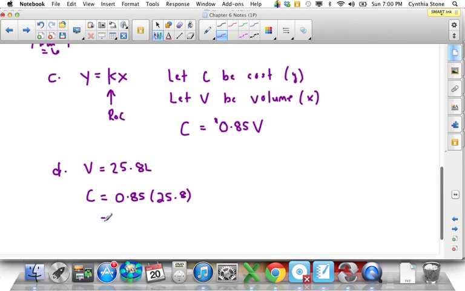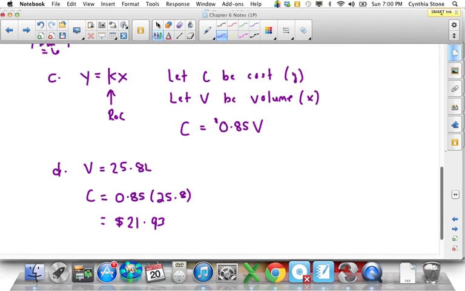Put it in your calculator. I can't do that one in my head for sure. 0.85 times 25.8, 29.93. So that's the cost if you bought 25.8 liters of gas.